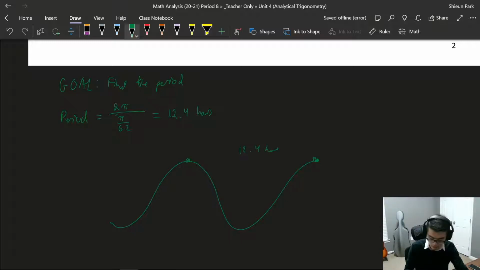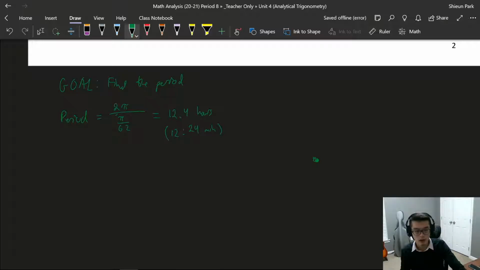If we do that math real quick, 12.4 hours is about 12 hours and 24 minutes, because 4/10 is 2/5 of an hour, and 2/5 of 60 is indeed 24 minutes. So when we add 12 hours, 24 minutes to the low tide, that becomes 12:24 p.m. for the second low tide.